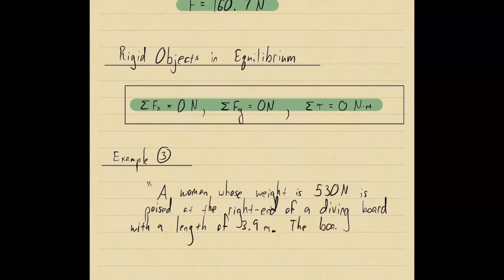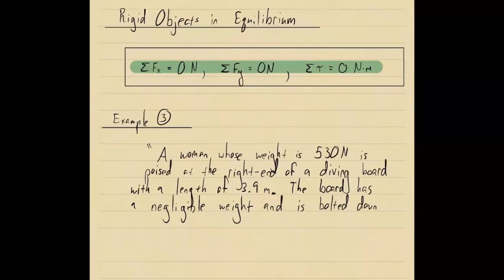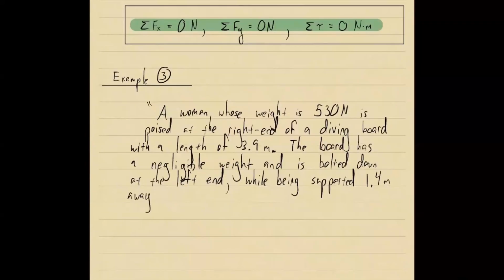So the board has a negligible weight, and is bolted down at the left end, while being supported 1.4 meters away by a fulcrum, right, which is just where this thing rotates around.